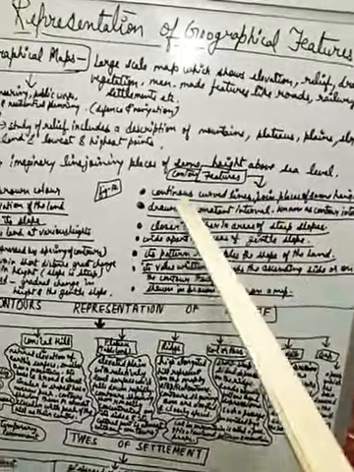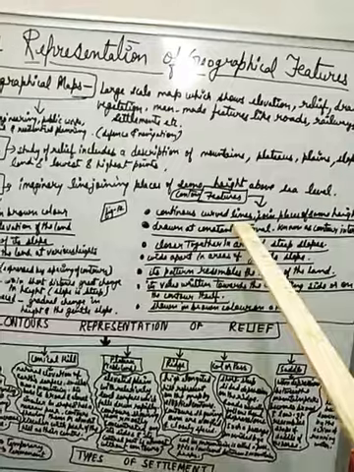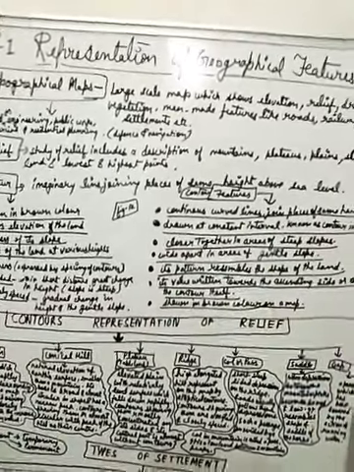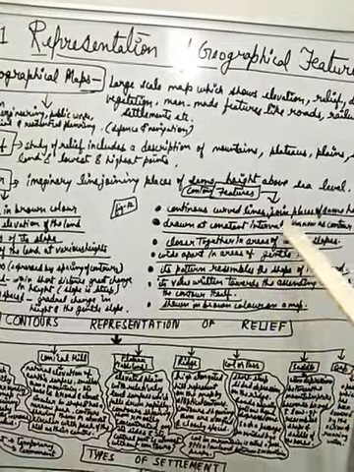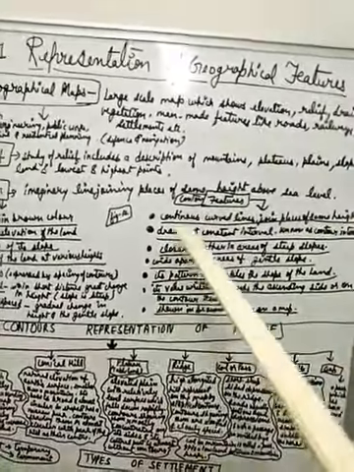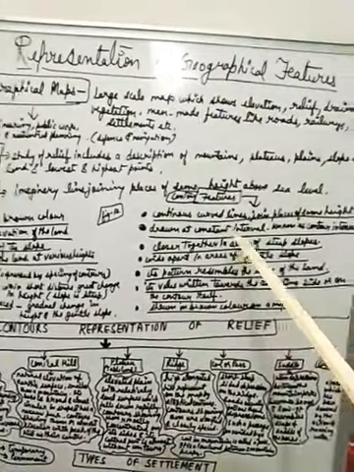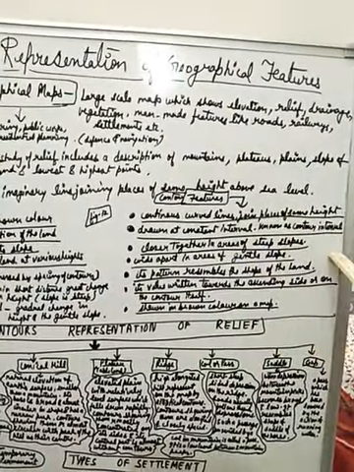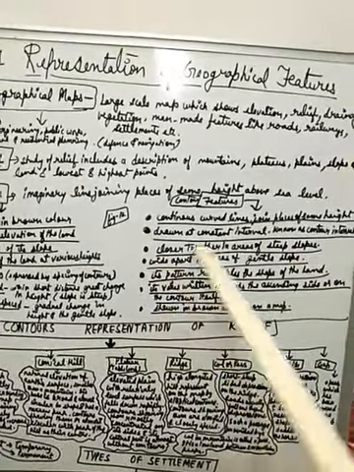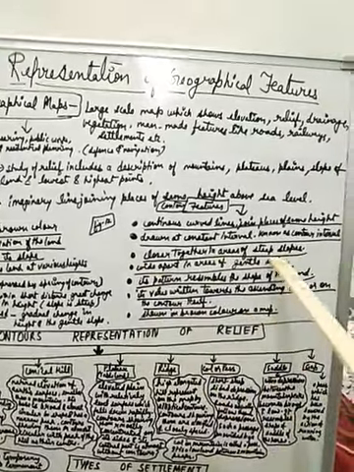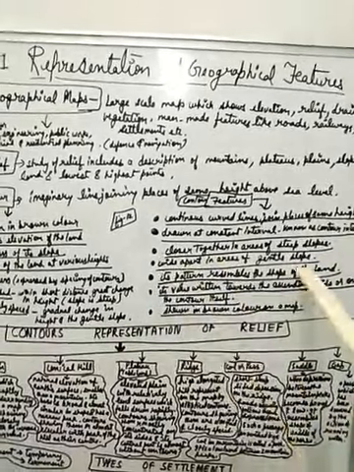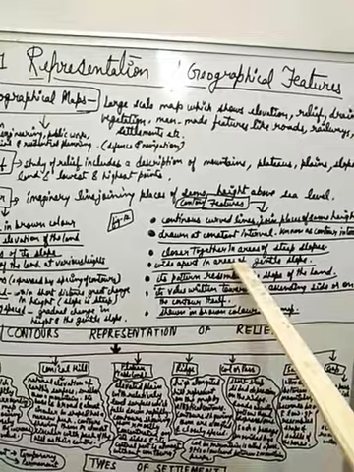Next are the contour features. First, continuous curved lines join places of the same height. Contours are curved lines which join places of the same height. Next, it is drawn at a constant interval, which is also known as contour interval. Contours are closer together in areas of steep slopes, and wide apart in areas of gentle slopes.